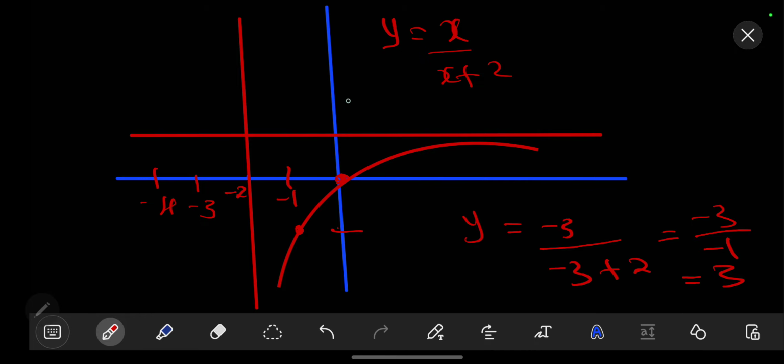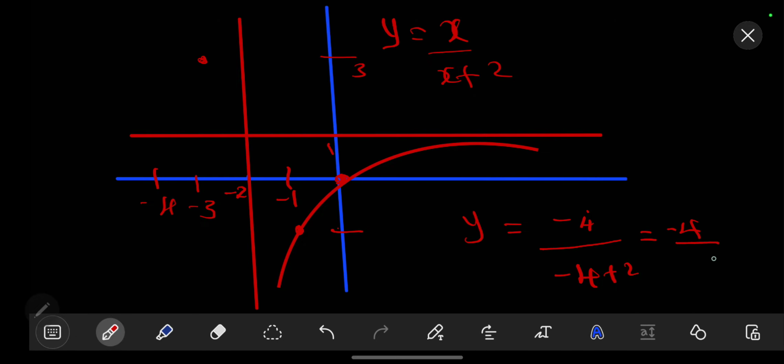So let's say we know that our asymptote is at 1. Let me approximate to say at this point, this is where my 3 is. So I'll have 3 there, and I'll have a point that is here. Let me study the behavior as well as I go to negative 4. If I go to negative 4, I'll have negative 4 over negative 4 plus 2. Negative 4 plus 2 gives us negative 2, which will give us a 2.